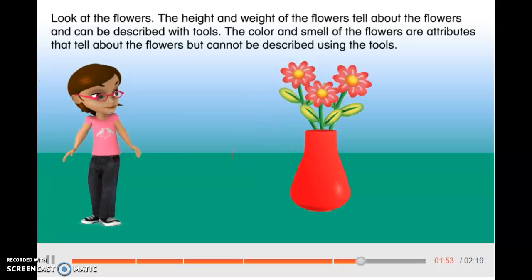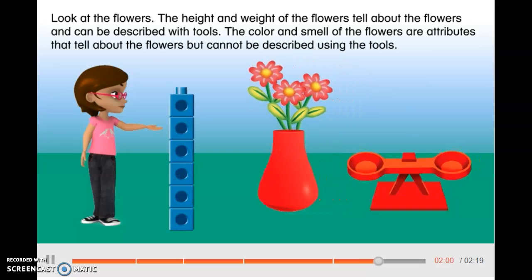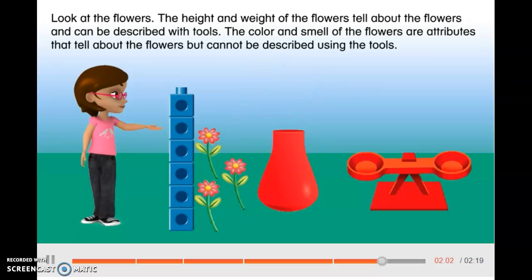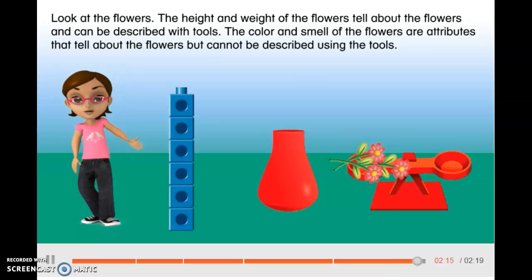Look at the flowers. The height and weight of the flowers tell about the flowers and can be described with tools. The color and smell of the flowers are attributes that tell about the flowers, but cannot be described using the tools. Tools can help us find out some things about an object, but not everything.